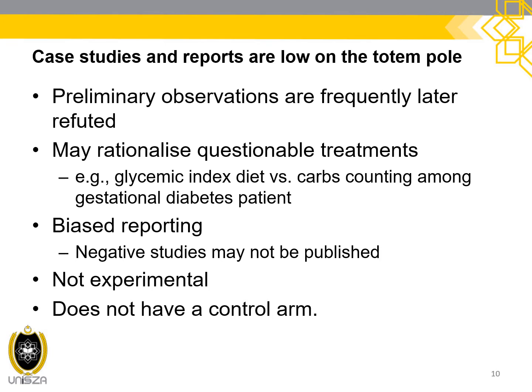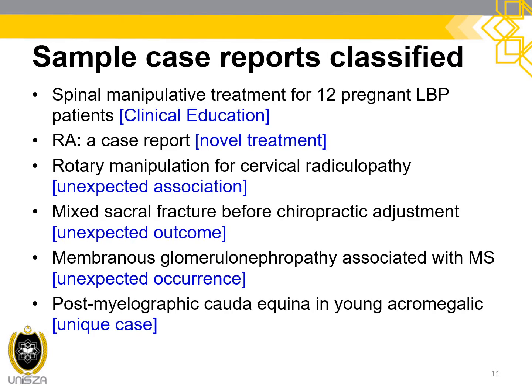The third one is there is a bias in reporting in case studies and case reports, where negative studies may not be published. And the fourth reason is it's not experimental because it is just a descriptive epidemiology study. And finally, it does not have a control arm. So this slide shows examples of case reports classified according to their use.